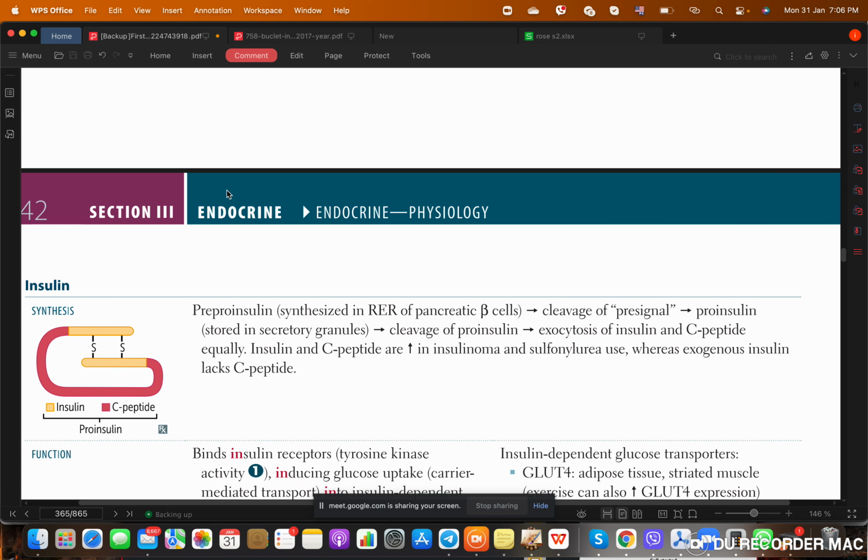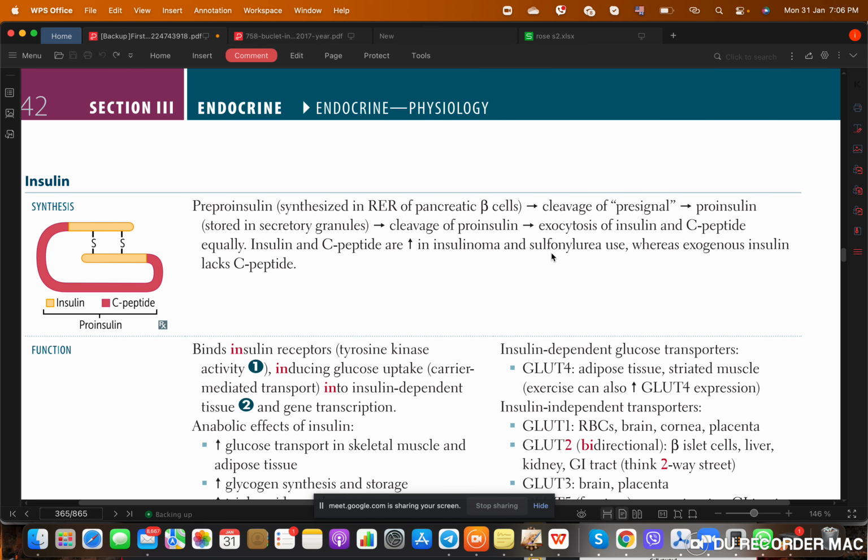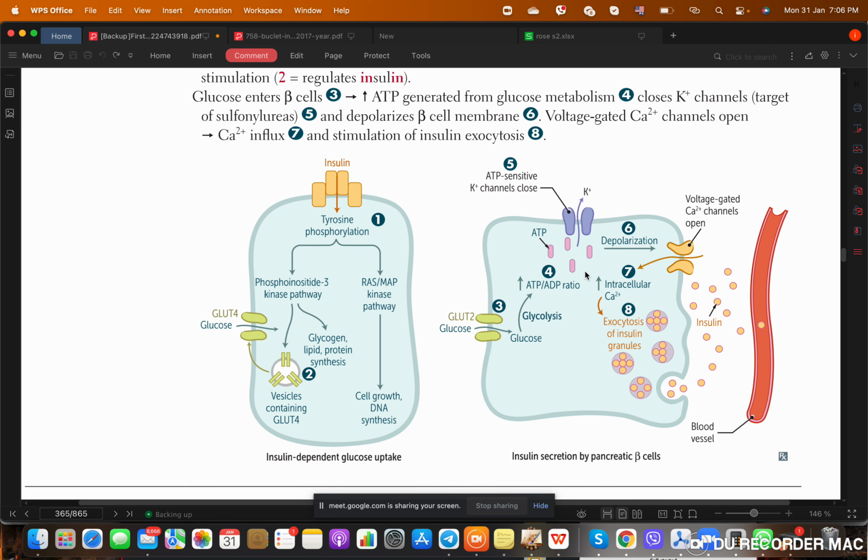You remember I told you about people who take sulfonylurea, and it's written that the C-peptide in patients on sulfonylurea will also be high. Why? Because sulfonylurea work at the physiological pathway of insulin release, which can lead to an increase of both insulin and the C-peptide. So after the blockage of the potassium channel, we will have depolarization of the cell.